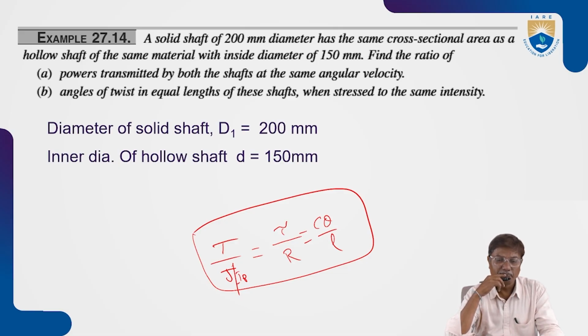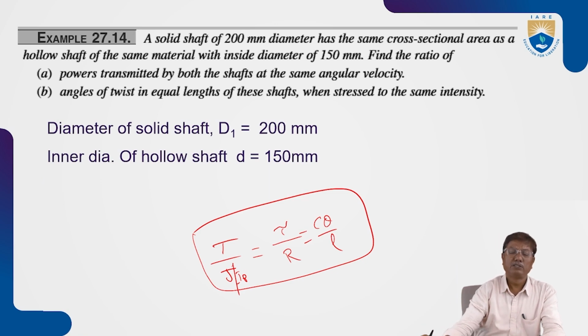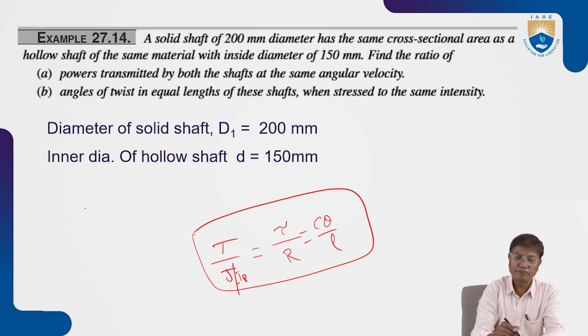First example: a solid shaft of 200 mm diameter has the same cross-sectional area as a hollow shaft of the same material with inside diameter 150 mm. Find the ratio of powers transmitted by the shafts at the same angular velocity, and the angles of twist in equal lengths of these shafts when stressed to the same intensity. So here we have a hollow shaft and a solid shaft.